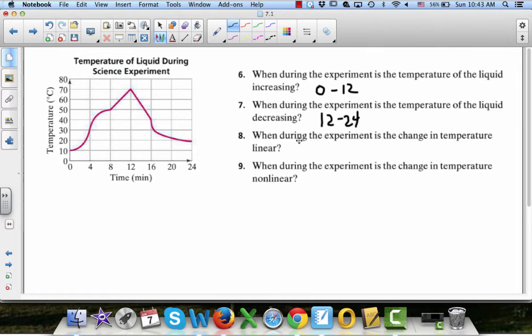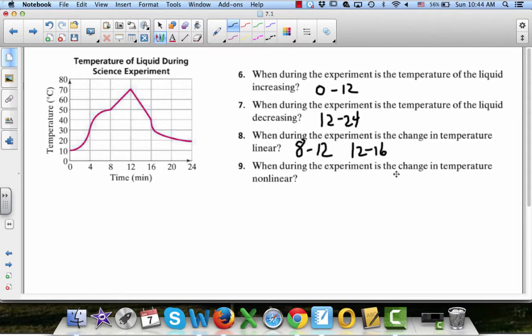When during the experiment is the change in temperature linear? Remember, linear forms a line. Remember, it makes a straight line. So let's look at this. Straight line, no. Straight line, yes. So from 8 to 12, it's a straight line. And then from 12 to 16, it's a straight line. But from the rest of the way, it is a curved line, so that's all.